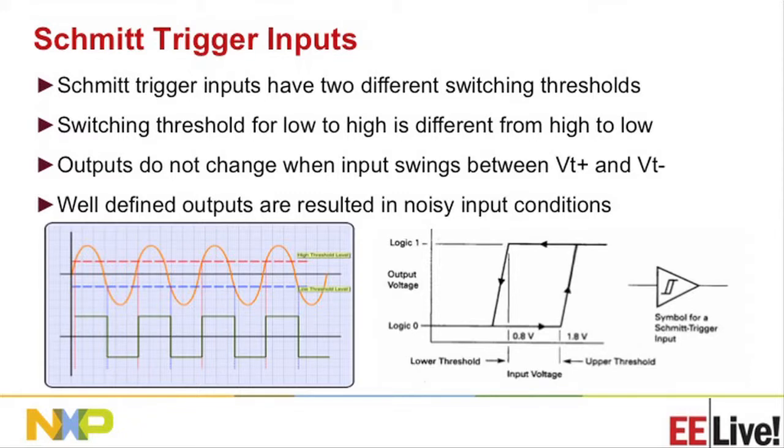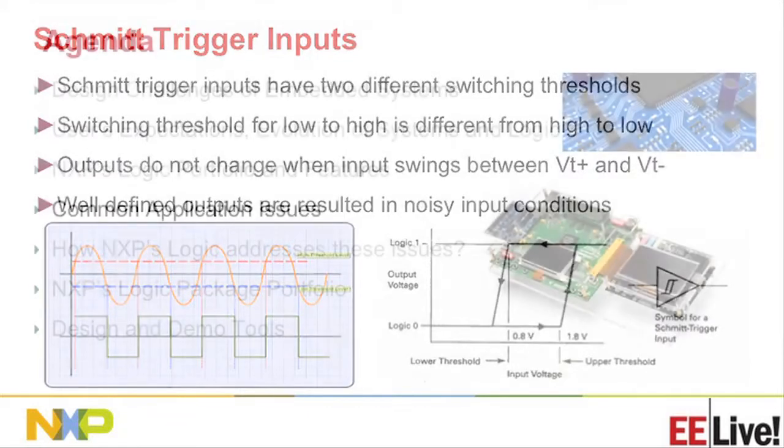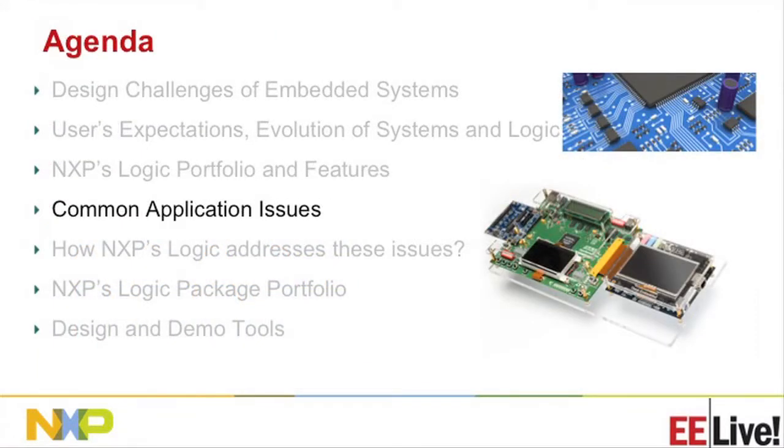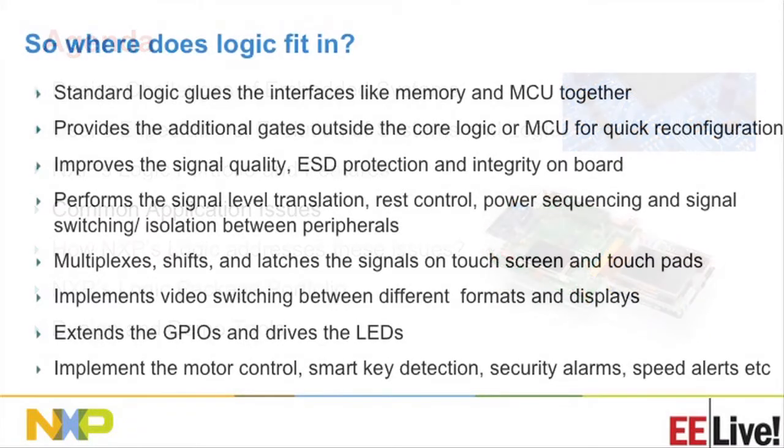So that's where logic families with the Schmitt Trigger can be used. Looking at the common application issues, again, all of these things can be done by logic and still are done. For example, we improve the signal integrity, we do some level translation, we latch the signals, we do the left to right shift or right to left shift with logic.